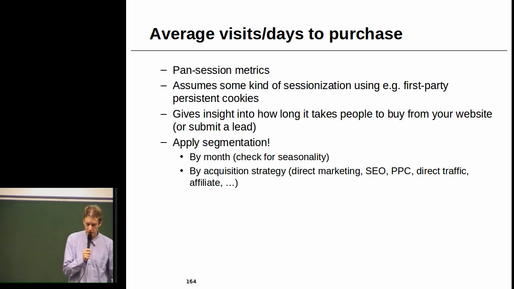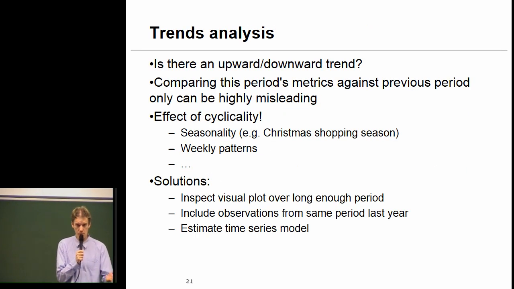Trends analysis is also very important because that will allow me to see, is there an upward or downward trend in certain metrics? Is there an upward or downward trend in bounce rates, in conversion rates, etc.? And once I see that trend, I can start wondering why. So I can compare this period's metrics against previous periods. That could be useful, but be careful because you can have seasonality effects there. I can have weekly patterns. So the solutions here are to make sure that you inspect a visual plot over a long enough period, and also make sure that you include observations from the same period last year, such that you have an objective benchmark to compare against.